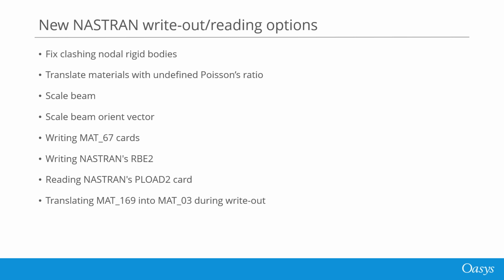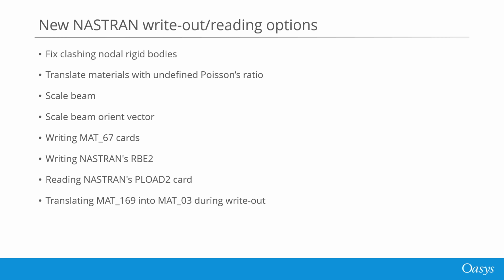If MAT67 cards are present in the model and the user writes out the model in Nastran format, users will now be given options to write MAT67 with stiffness values present in the Nastran write-out properties panel. They can also save it as a preference or abort the writing process. Primer can now read in Nastran's PLOAD2 card. They are converted to load shell keywords inside Primer.